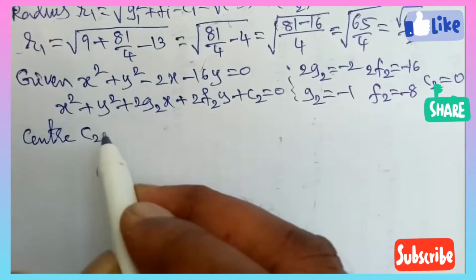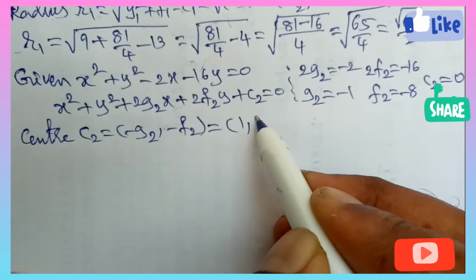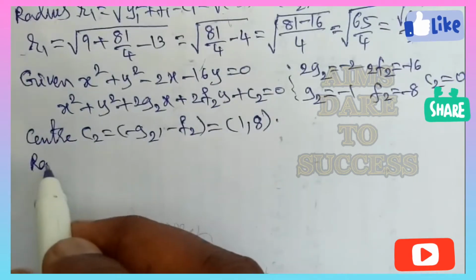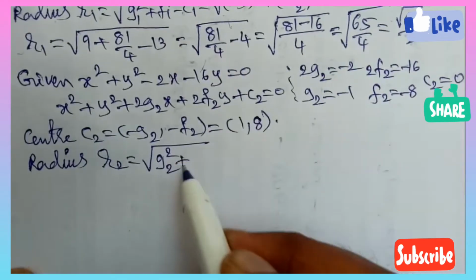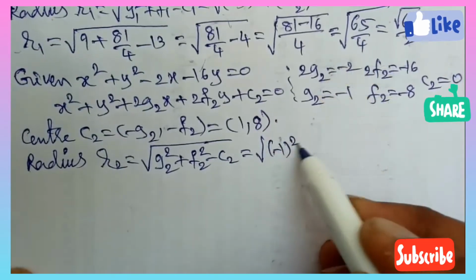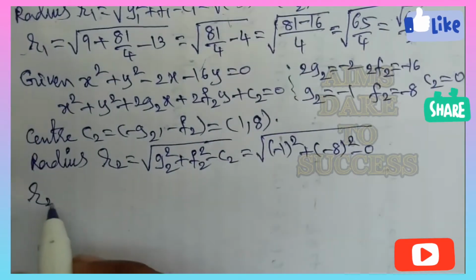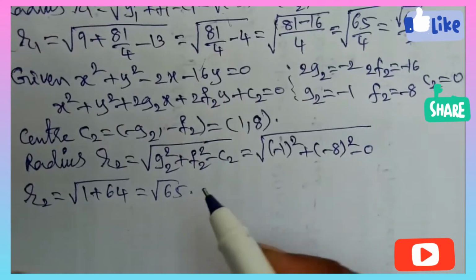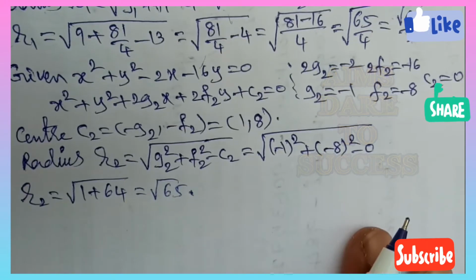Next we can find the center. C2 is equal to minus g2 comma minus f2. G2 value is minus 1, so minus g2 is 1, f2 value is minus 8, so minus f2 is 8. So the center is completed. Next we can find the radius. R2 is equal to root over g2 square plus f2 square minus c2, which is root over minus 1 whole square plus minus 8 whole square minus 0. Minus to the power of an even number becomes plus. So R2 is equal to root over 1 plus 64, root 65. So the radius and center for the two circles are completed.